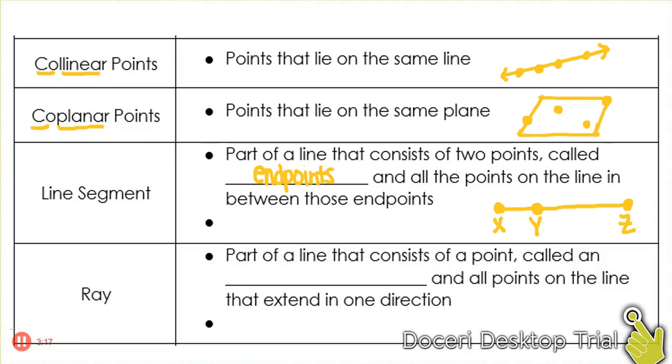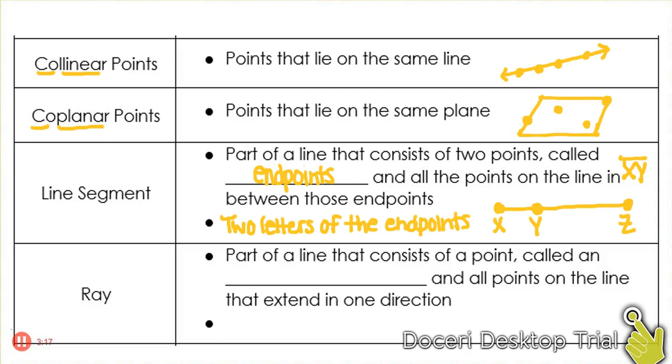And so the way we name a line segment is we name it with the 2 letters of the endpoints. So this would be segment XY. And so you write down your X and your Y, they're capital letters, and you put a segment line on top of your XY.